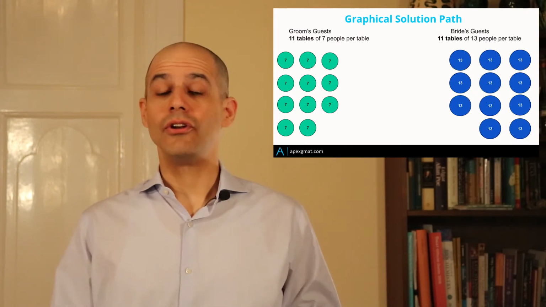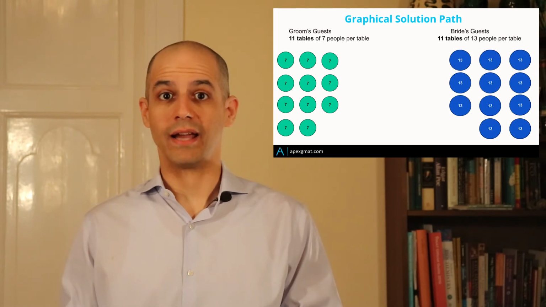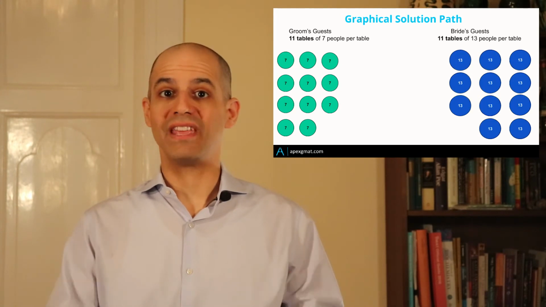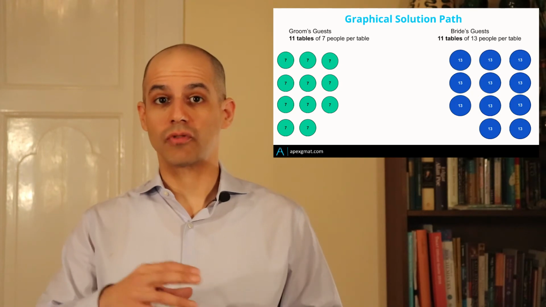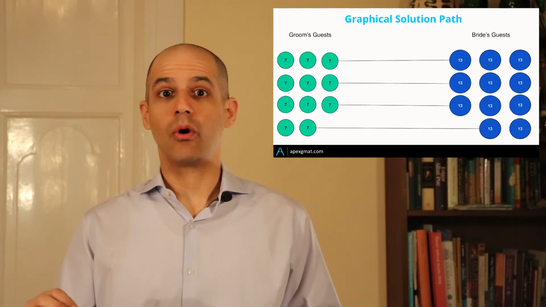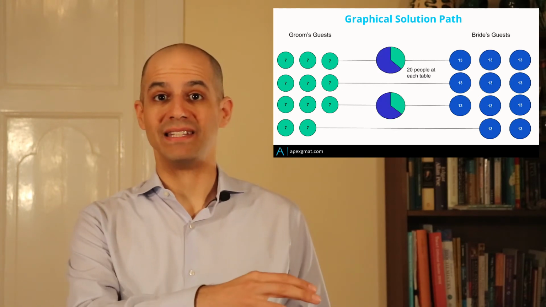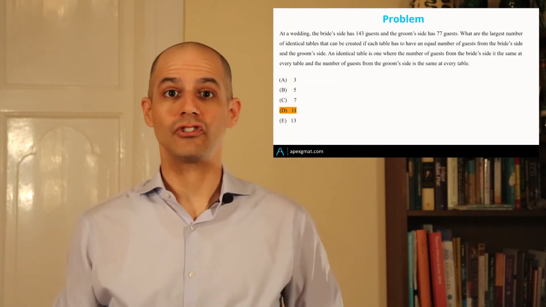Another way to think about this is that we need an equal number of groups from the bride's side and the groom's side. Notice that the number of people on the bride's side doesn't have to equal the number of people on the groom's side. We just need them both broken into the same number of equal groups. Graphically, we can see this on the illustration as how a certain number of different size groups combine into this common table. So 13 and 7, and we have 11 groups of each.